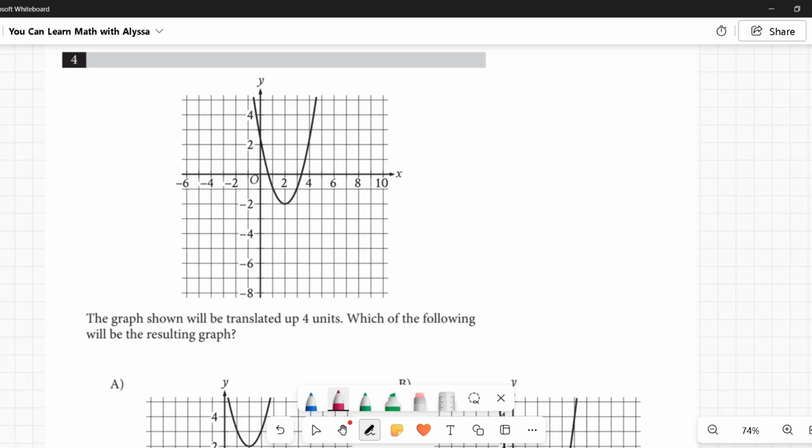So to slide it up 4 units, the easiest way to do that is start with the vertex, or just any point that is a definitive point of change, where it's changing direction. That's probably the easiest to do. The vertex is a great spot for a parabola, which is what we have here. So it's going to be going up 4 units. So we just go up 1, 2, 3, 4.